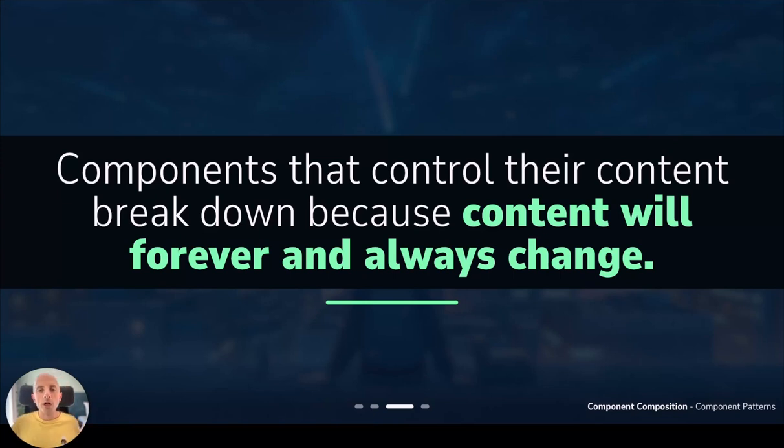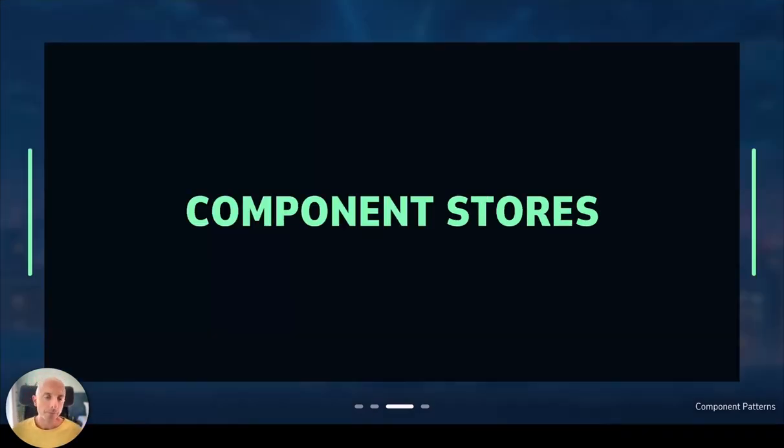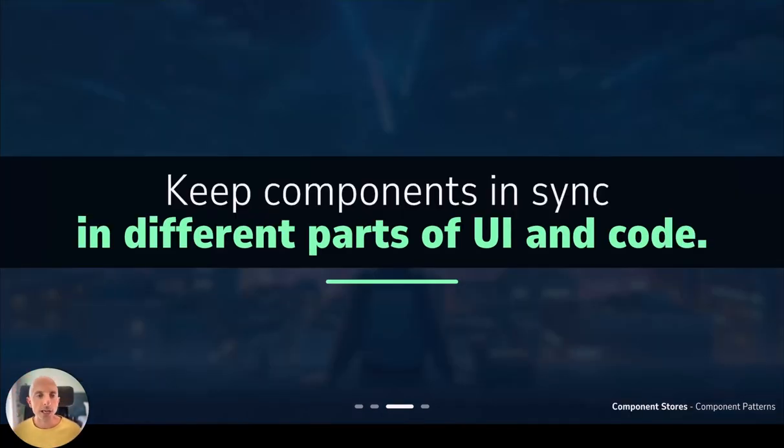Which brings us to our final point for today, which is component stores. This is a convention I learned from, I guess, a component library called AriaKit. If you haven't heard of it, it's worth checking out. It's incredibly well done, incredibly flexible, focused on accessibility, really, really good stuff. And that's where I learned this concept. And the core of this concept of component stores is that you're able to keep components in sync across different parts of both the UI and the code itself. You're able to keep a single component in sync across multiple places in the code.